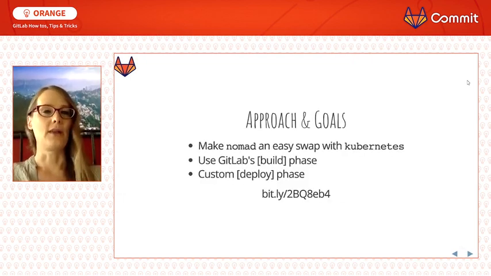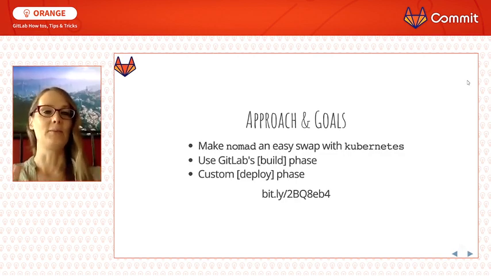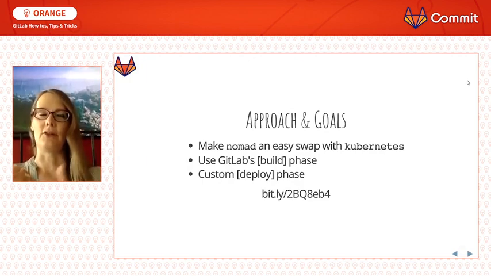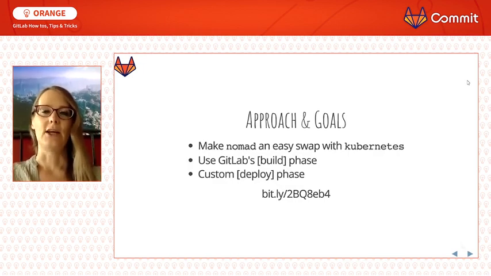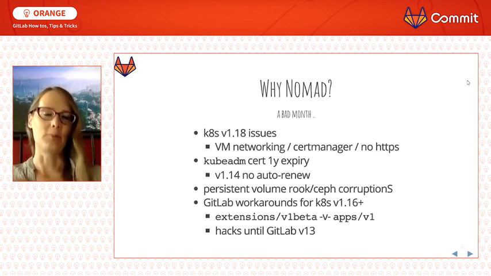So the approach and goal that I was taking from this, after a couple years with GitLab Auto DevOps, was: I love it, and our devs love it, so could we just make the swap out of Kubernetes with Nomad be super easy and as easy as possible? And it turns out we can just use GitLab's great build phase in their default chart, and we can use their testing phases and some of the other phases if we want, and all we have to do is customize the deploy phase, so it deploys to the other cluster.